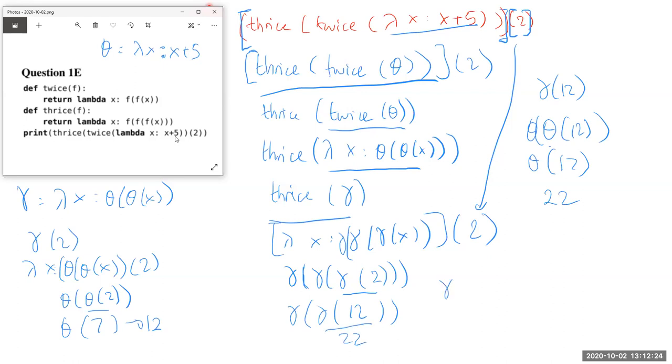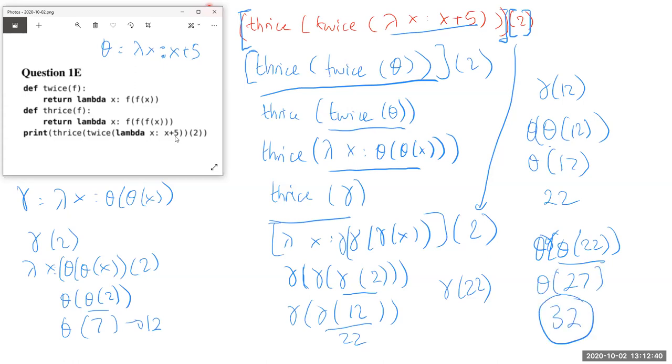Now we have gamma 22, which is theta theta 22. Theta 22 gives us 27, and theta 27 gives us 32, hence 32. It's not infinite. For this part, if you got the gist of it and understood the intuition, you can see that what gamma does is plus 10. We can prove that by trying to expand this.